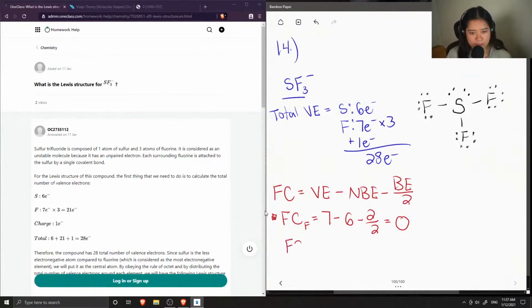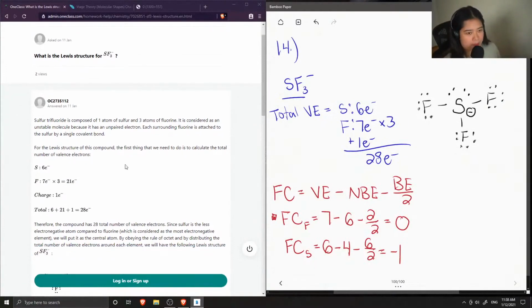And now let's do the same thing for our sulfur. Sulfur has 6 valence electrons, and there are 4 non-bonding electrons, and there are 3 bonds to the sulfur, so we have 6 bonding electrons divided by 2. So 6 minus 4 minus 3 is -1. So now we know that the negative charge comes from our sulfur atom. So this is the Lewis structure for SF3-.